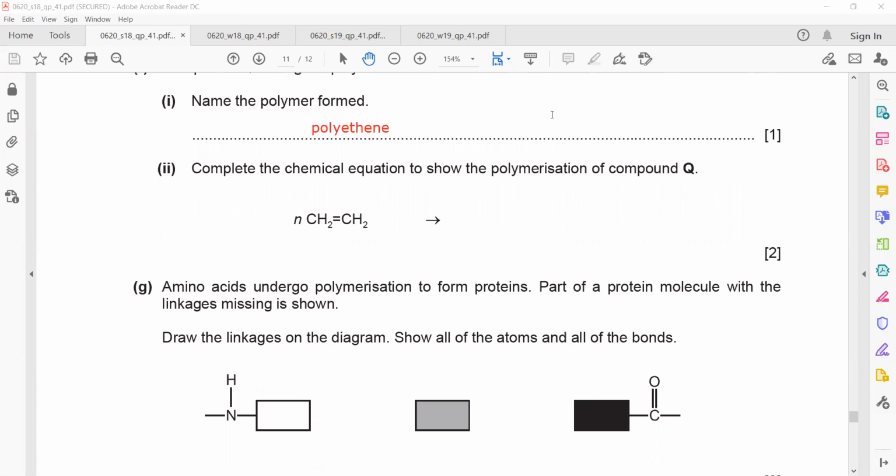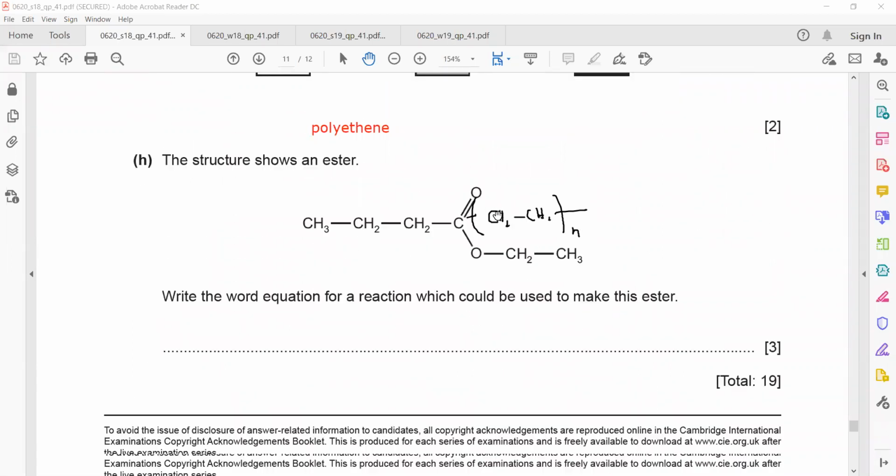And we have to complete this equation for polymerization. So the double bond will break into a single bond, and just put in. Part G is related to condensation polymerization, so we'll not discuss it right now. Is it clear? The equation which we completed is for polymerization of ethene. Whenever a polymer is formed, the double bond will break into a single bond and it will form a long chain compound.